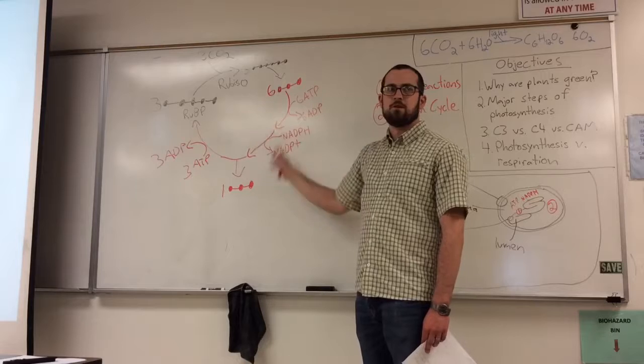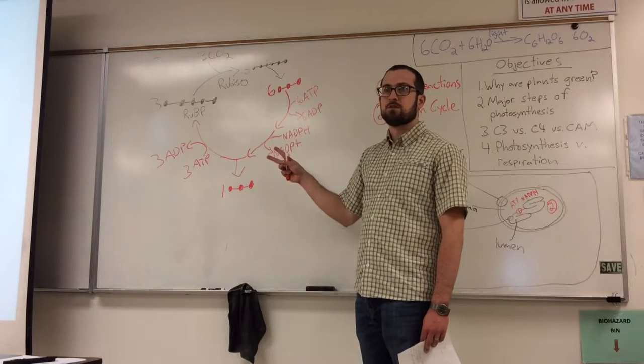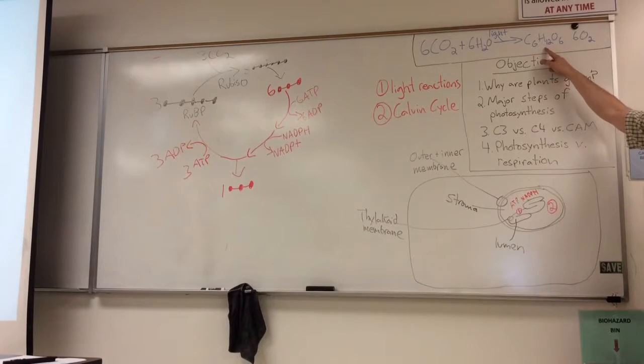So with our 3 carbon dioxides, we made one 3-carbon sugar. And if we went through and did all this again, we would wind up with 2 3-carbon sugars, which we could then put together to make 1 glucose.